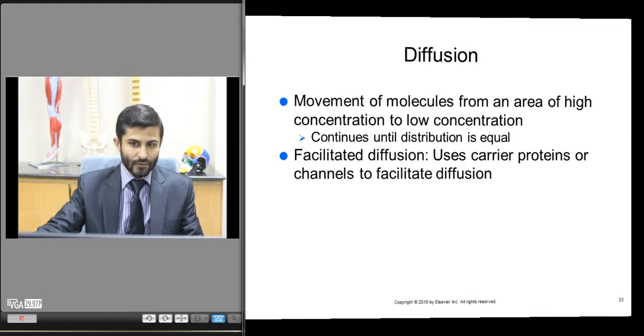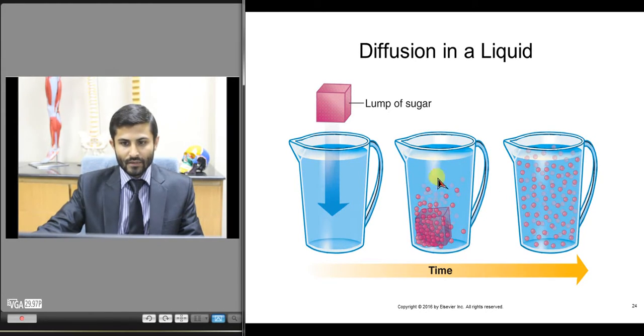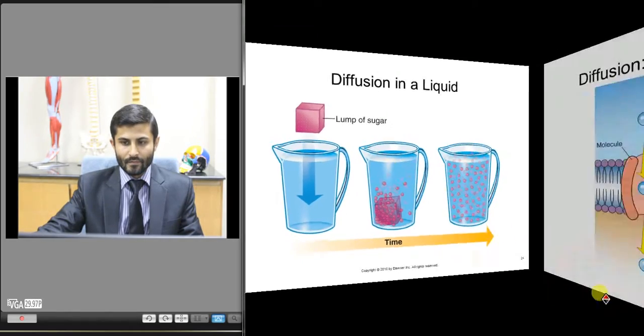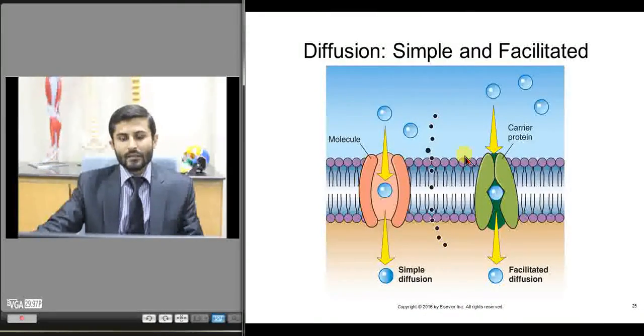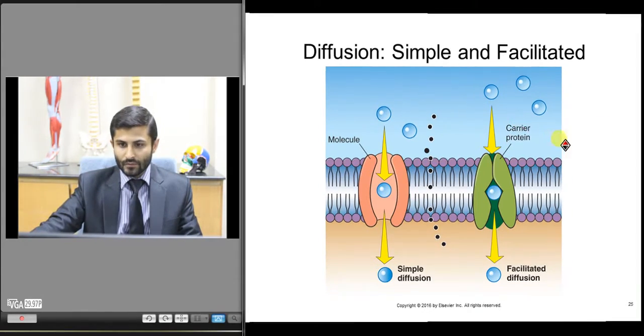If you look at this picture, we can see if there is a lump of sugar that is being added to the water, then slowly when it dissolves, it evenly spreads from the region of higher concentration to the region of lower concentration. This is basically facilitated diffusion. This is the carrier protein because it carries the molecule or the ion, and it helps it to pass through.